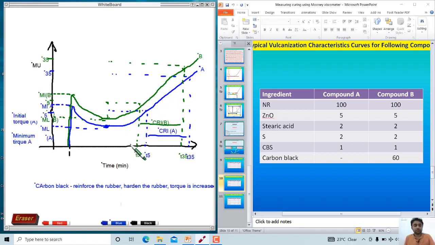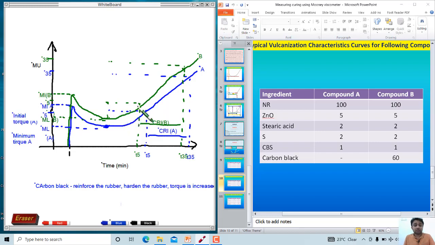Okay, so this is the cure curve for these two compounds, right? The compound B should go above the compound A, since it contains carbon black 60 phr and it is harder compared to compound A.